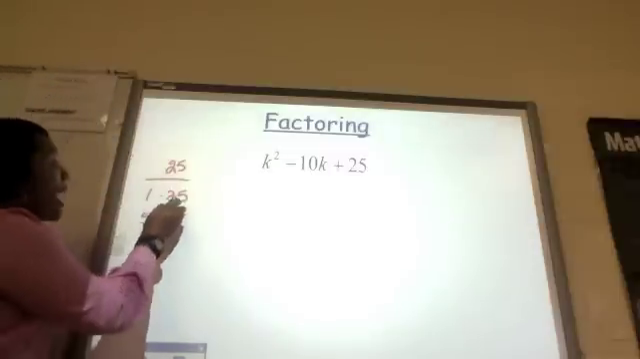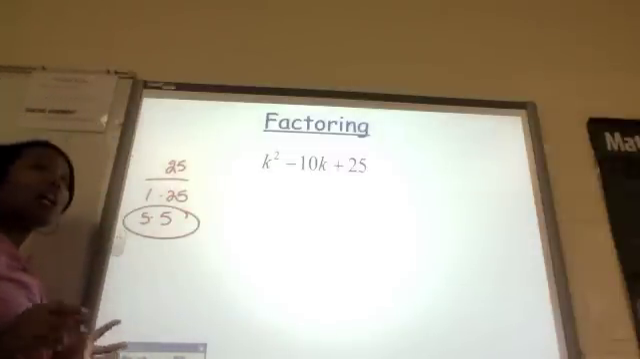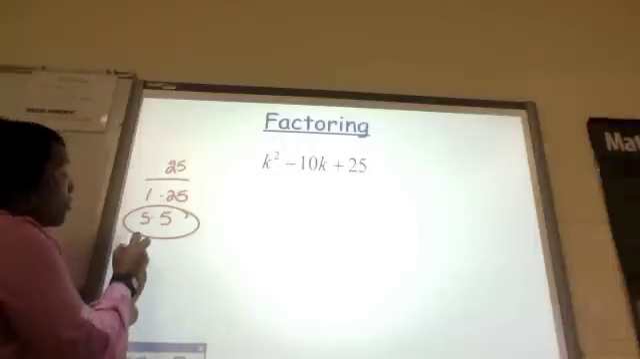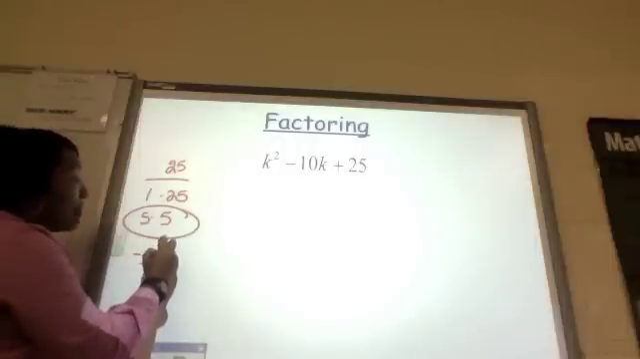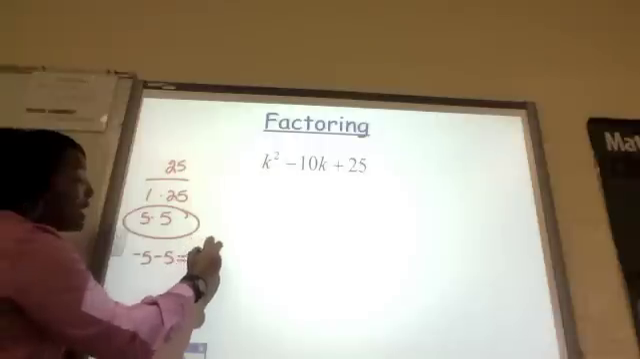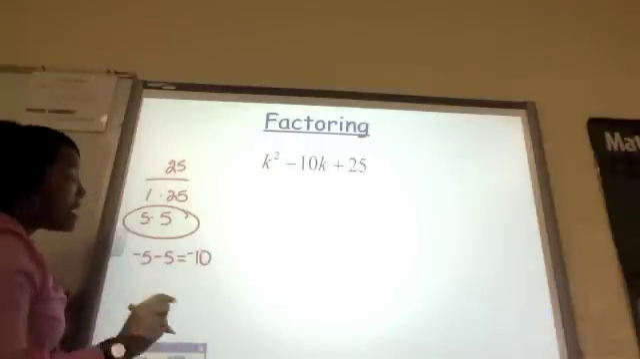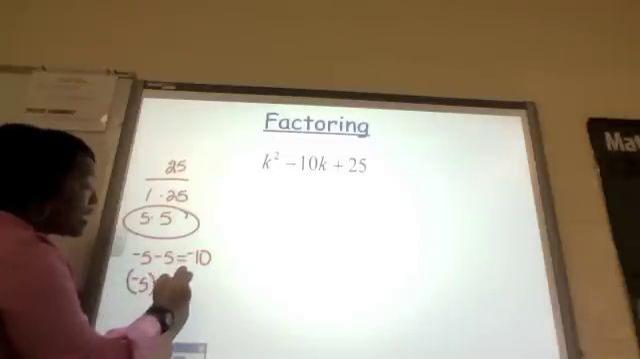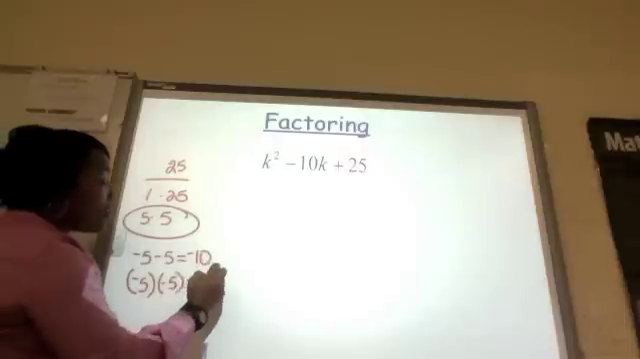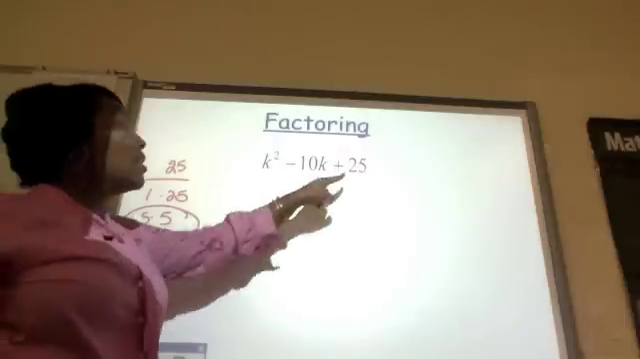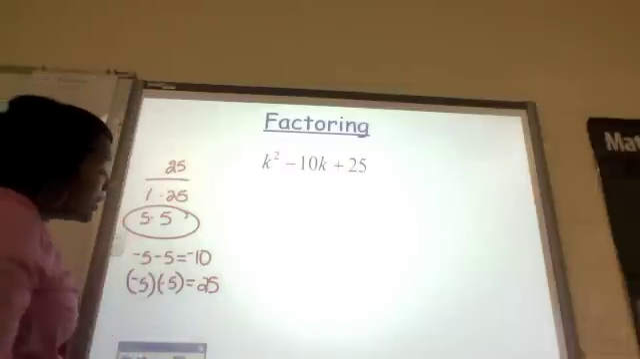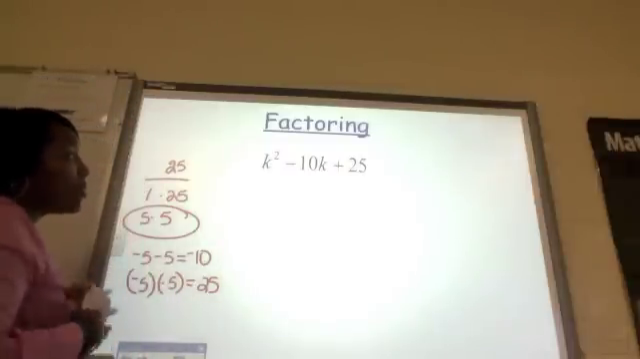Okay? Well, I can use 5 and 5. Be careful. How will I get negative 10? Well, negative 5 minus 5 will give me negative 10. And at the same time, when I multiply negative 5 times negative 5, that will give me 25, which is the last number in the trinomial. So again, first step, rewrite.